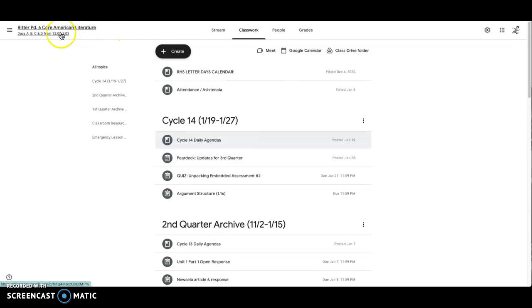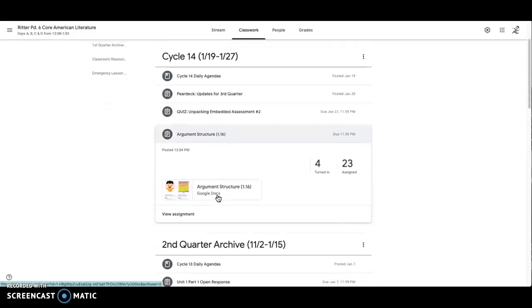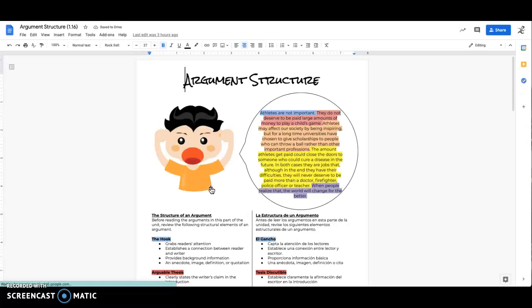So for the purpose of this video, I'm using period 6, but this would be true regardless of the period you are in. So if you look down at the bottom of cycle 14, there is an assignment called argument structure. That is what we did in class today. So you want to open up that Google Doc, and you will see there are a couple of different parts.